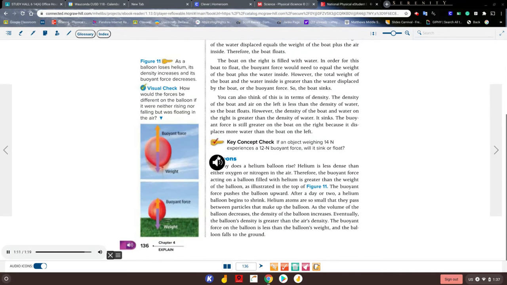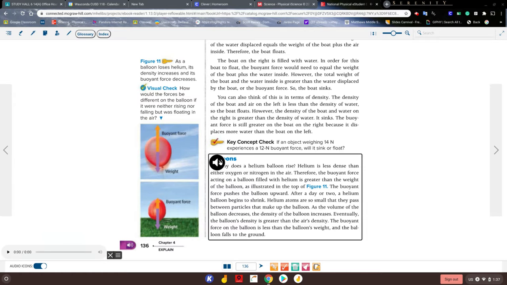Key concept check. If an object weighing 14 newtons experiences a 12 newton buoyant force, will it sink or float? Balloons. Why does a helium balloon rise? Helium is less dense than either oxygen or nitrogen in the air. Therefore, the buoyant force acting on a balloon filled with helium is greater than the weight of the balloon, as illustrated in the top of Figure 11. The buoyant force pushes the balloon upward.